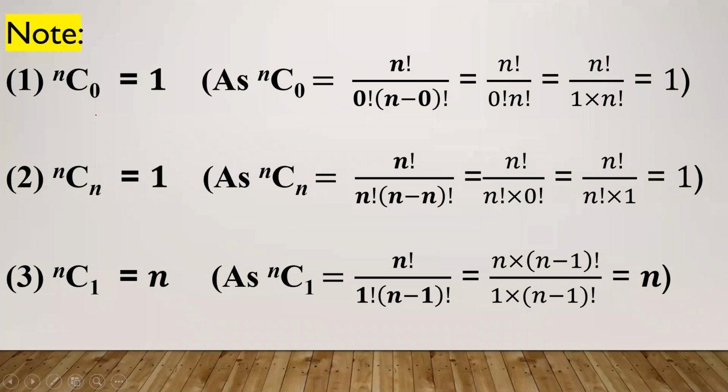Okay, what is the meaning of this? For example, if you have 5 objects and you are selecting 0 out of them, the answer will be 1. That means the other way, you are not selecting anything at all. So 5C0 is 1.